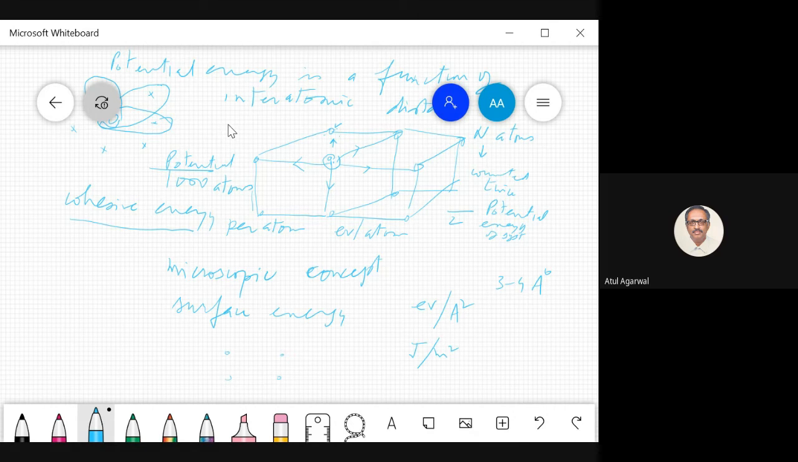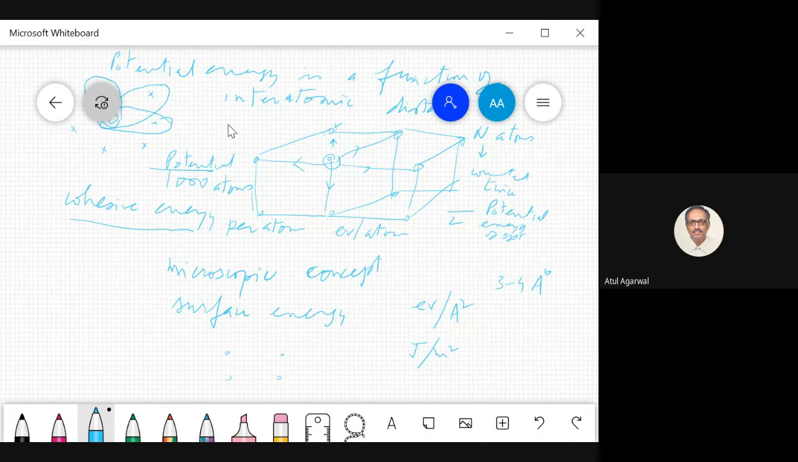Why is the surface energy higher than the cohesive energy? Why does an atom at the surface have more energy than an atom in the bulk? Anybody? Why does an atom at the surface have higher energy than an atom in the bulk? Because, sir, the forces on it are unbalanced. Atoms in the bulk are surrounded all over by other atoms.